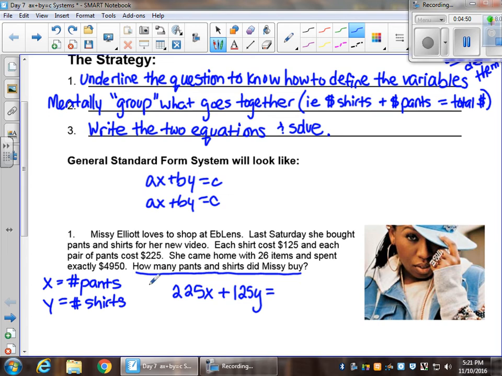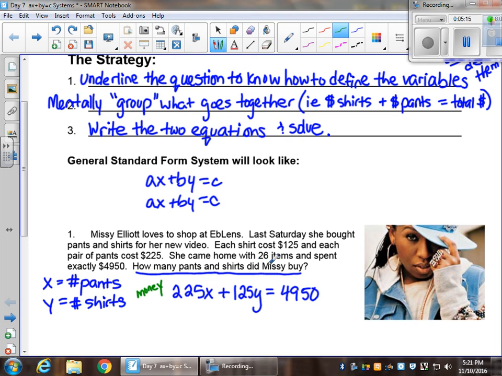What's the total money? Exactly, $4,950. You can even give this equation a label. This was about money. Well, we need a second equation for our system. So what else do we have here? She came home with 26 items.